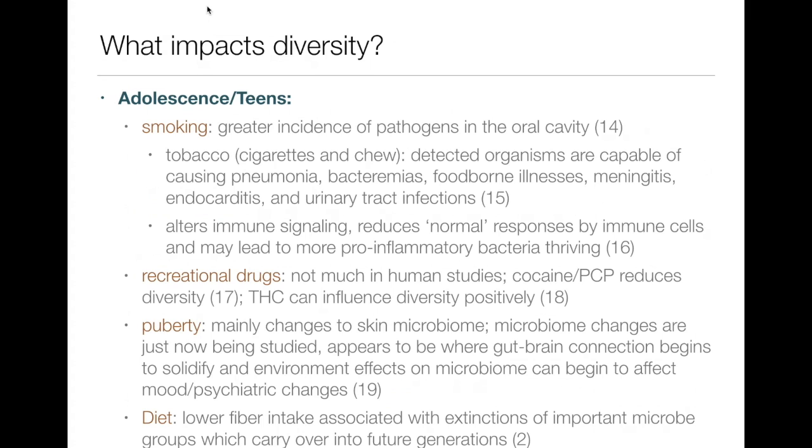Once we make it to adolescence and our teenage years, this is another big milestone where we start to see some imbalances occur. Maybe it's because teenagers eat like crap, or maybe because of puberty, or maybe because of their environment, but we do know some things that are likely to develop.